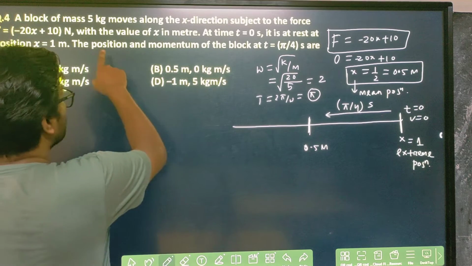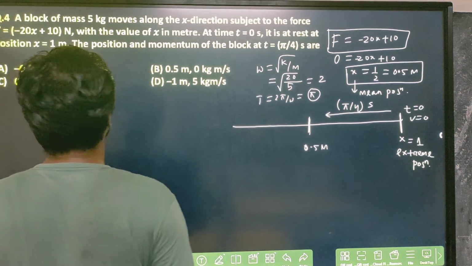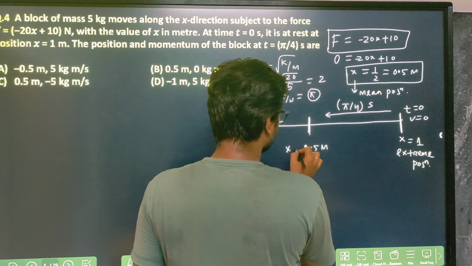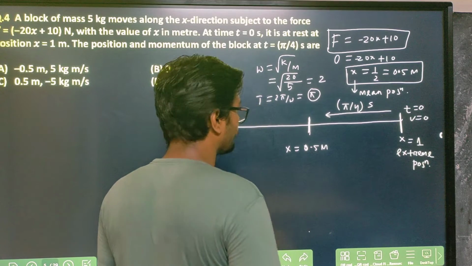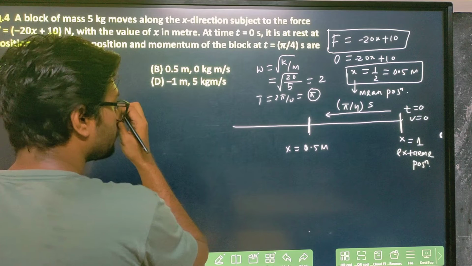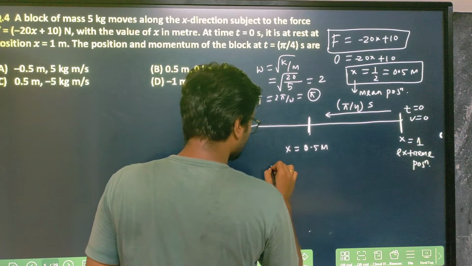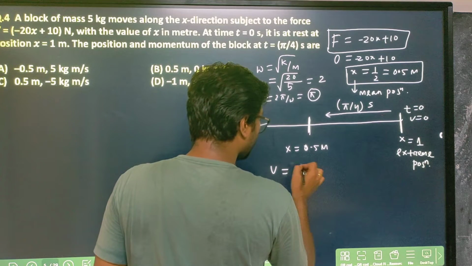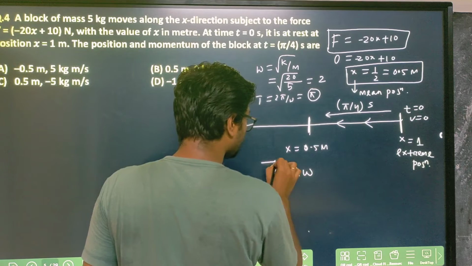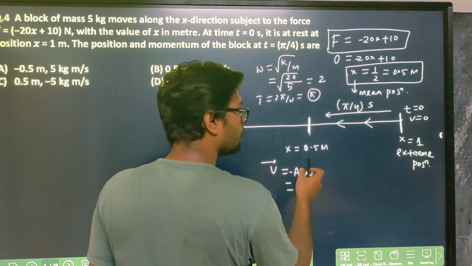So they are asking for the position and momentum of the block at t equal to pi by 4 second. At t equal to pi by 4, the position will be x equal to 0.5 meter. Clear? Now momentum you have to find out. At the mean position the speed will be A omega, and it is moving along this direction from the extreme position, which means velocity will be minus A omega, right? So you can put amplitude into omega.